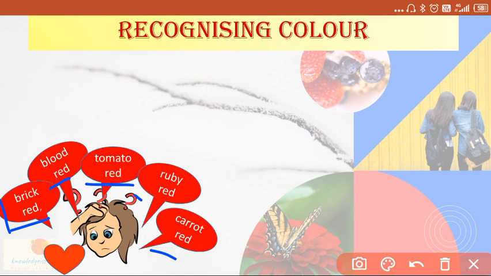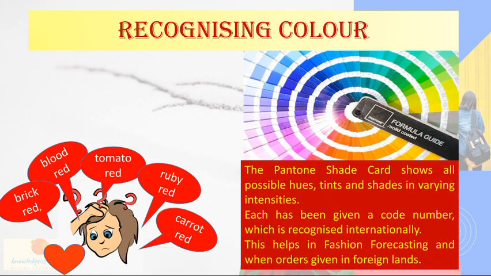So this is not a definition. A designer can make a tomato red and say that it was blood red. You can never be sure. So how to solve this problem? Then we go in for a Pantone shade card. You must have seen it with the painters at least.